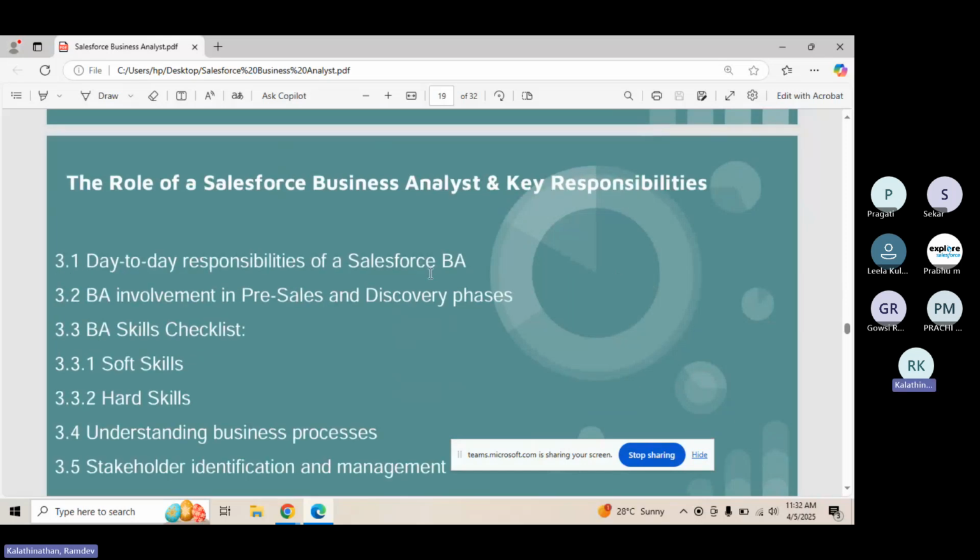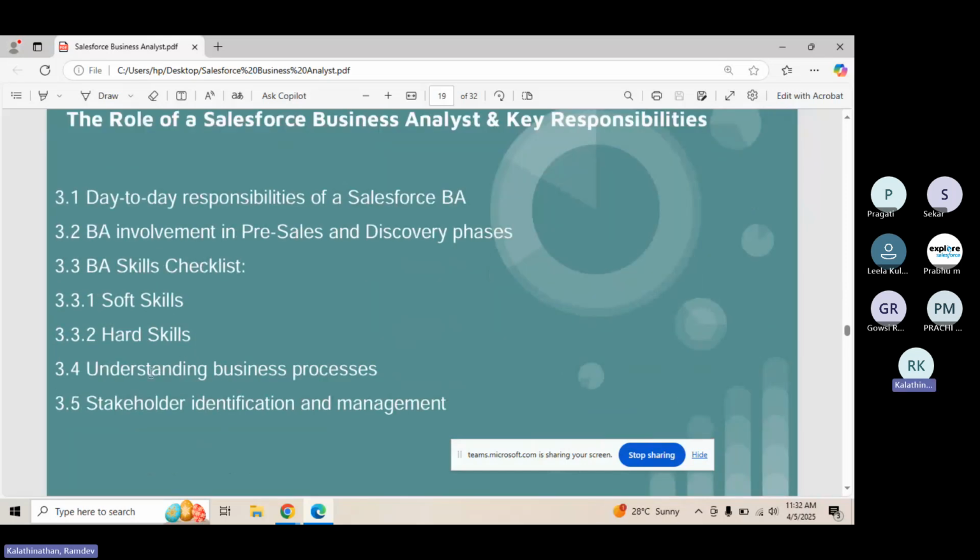And on the third day, we look at the role of a business analyst: what hard skills and soft skills they need, how they understand business process, and the BA's involvement in pre-sales and discovery. Today, again, it was at a very high level, but during the training session we'll see what is supposed to be done during pre-sales, what is supposed to be done during the discovery, and all of that.